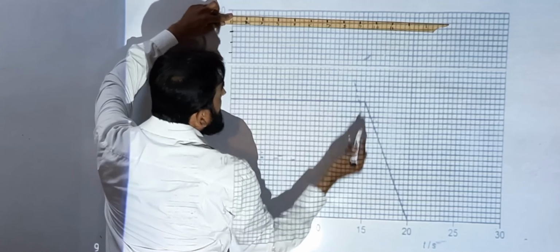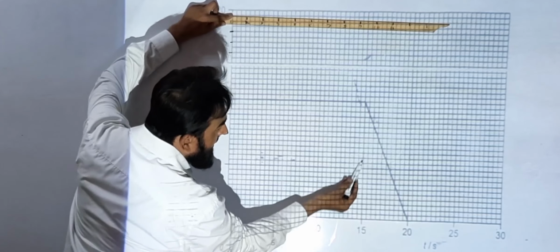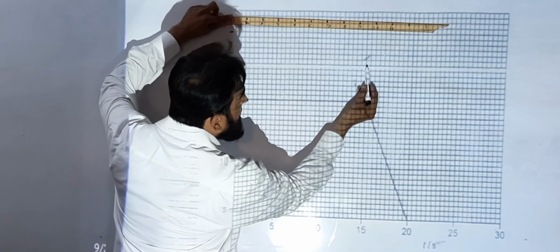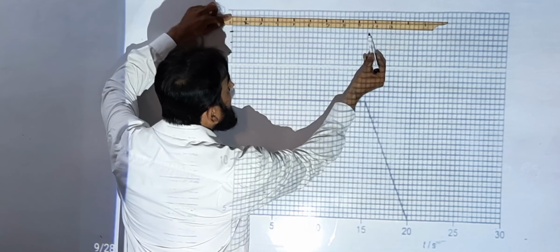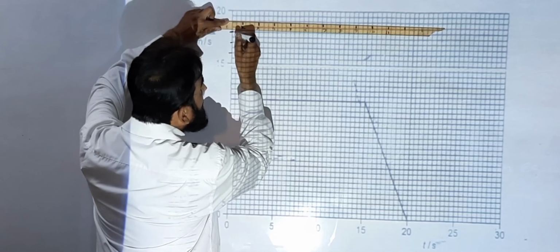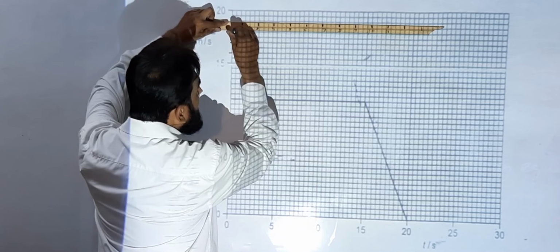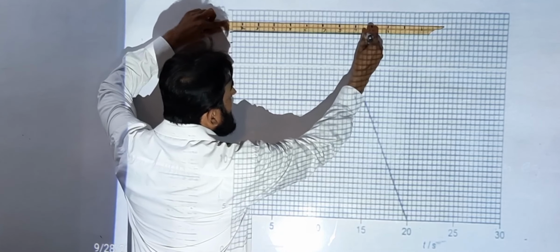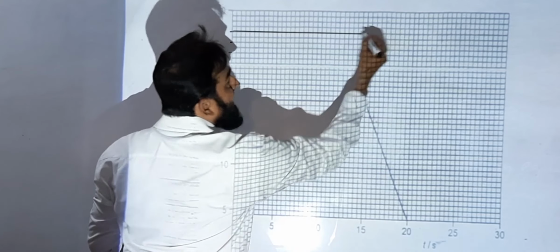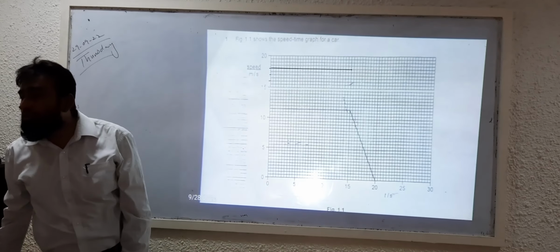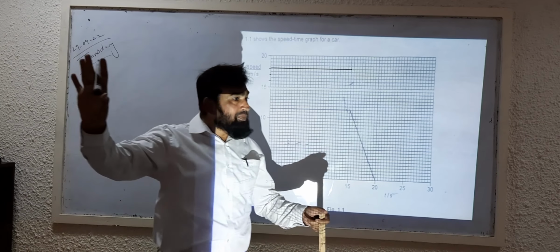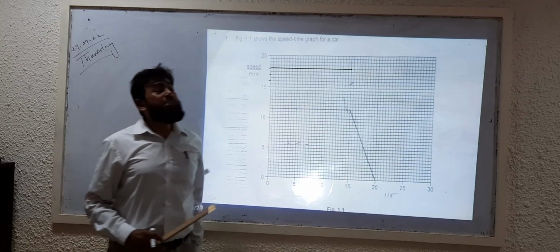Till which point I have to draw? Till 15 second. You will have to see which line is for the 15 second, and by observing it very carefully, you will have to draw the line like this. So till 15 second it is moving with constant or uniform speed. Is it clear? Yes. Now at the 15 second the brakes are applied.